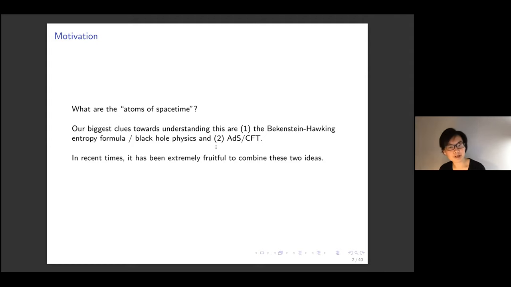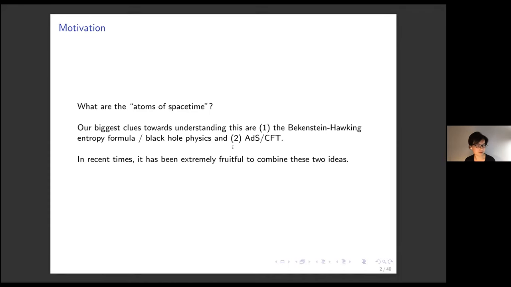And in more recent times, it's become extremely fruitful to combine these two things, in particular to use the dictionary entry for entropy in AdS/CFT to shed light on both the outstanding questions around black hole physics and on the nature of AdS/CFT itself.